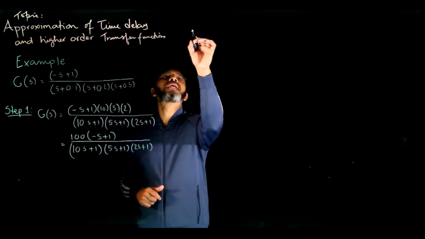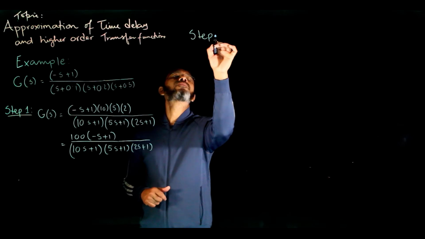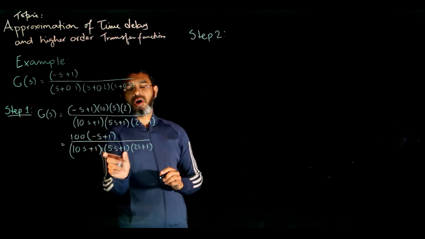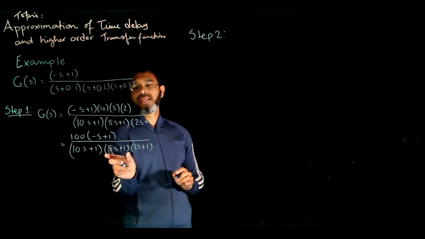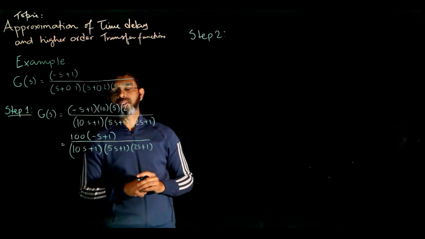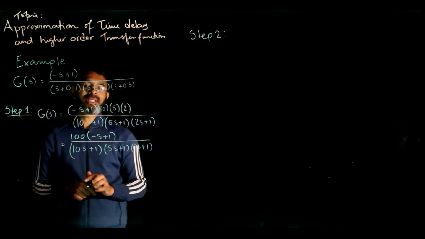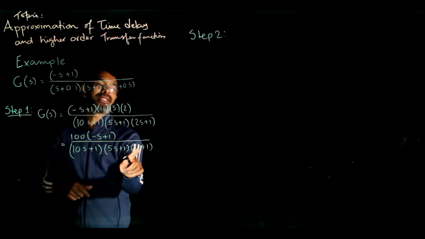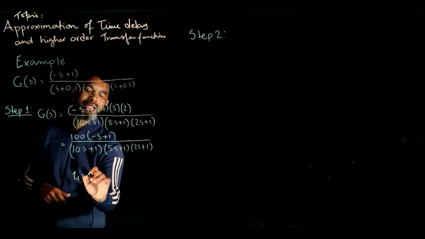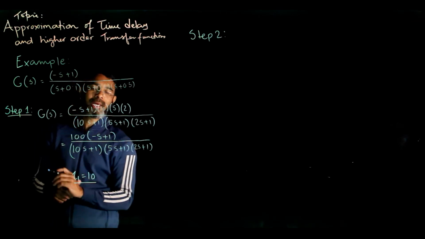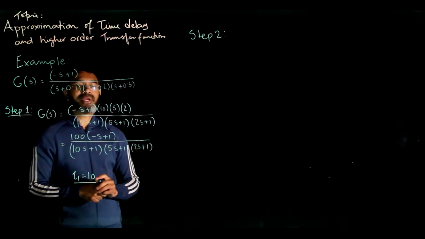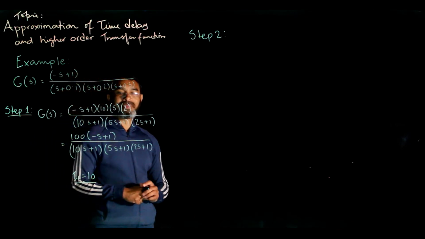To do so, in step 2, we'll have to express all the terms in terms of time delay except the dominant time constant. Now here, what is the dominant time constant? This time constant is 10, this is 5, and this is 2. So the dominant time constant, tau 1, here is 10. You have to retain this term, and for all other terms, you have to approximate by time delay.